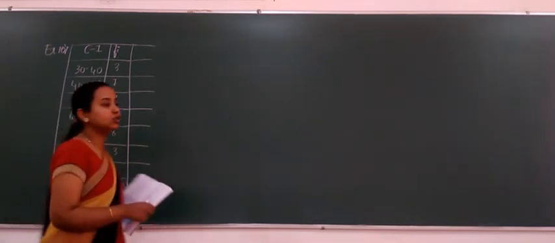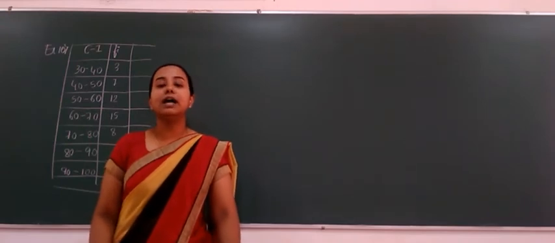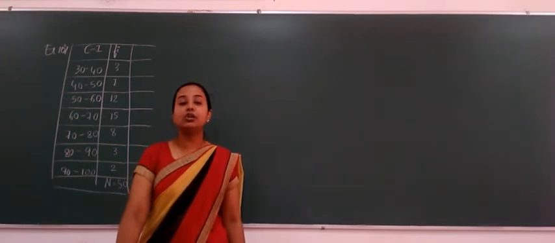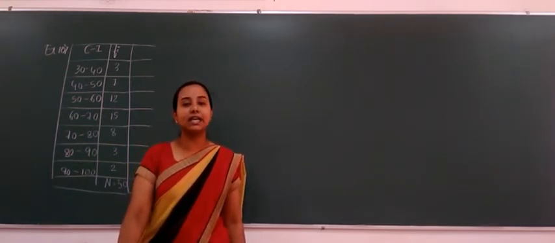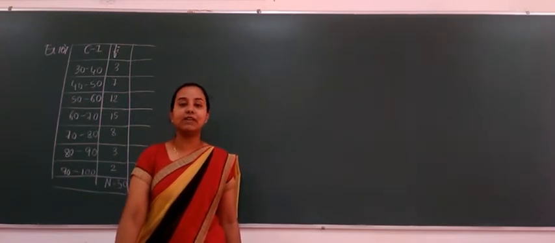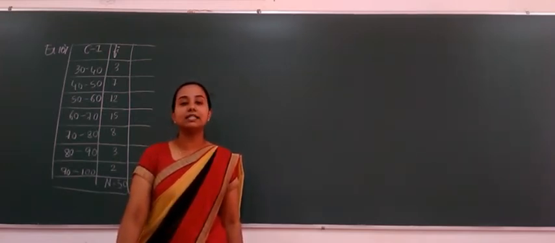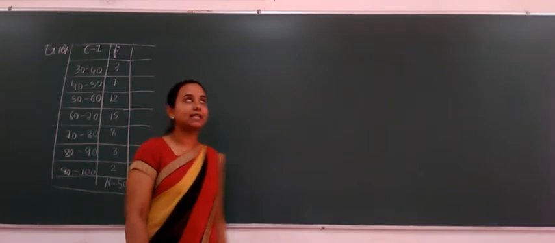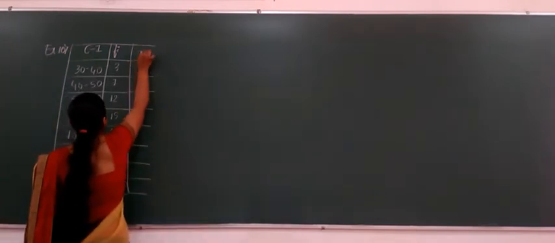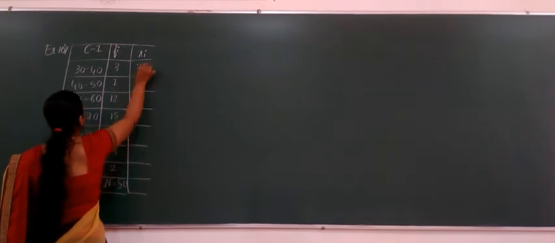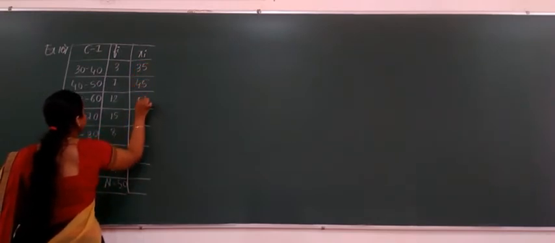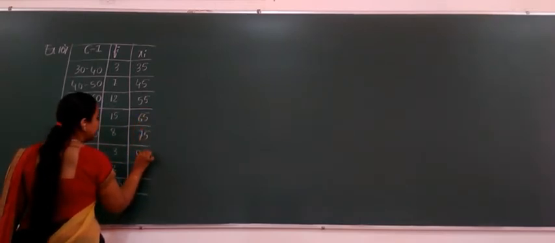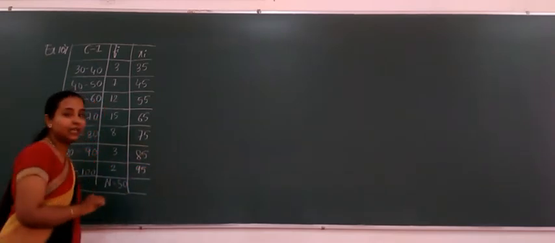By now we have understood how to calculate the mean. The formula is summation of Fi into Xi divided by total frequency. To calculate summation of Fi into Xi, we need the Xi's, which are not directly given in the question. Xi's are the midpoints of the class intervals. So let us write all the Xi's: 35, 45, 55, 65, 75, 85 and 95.